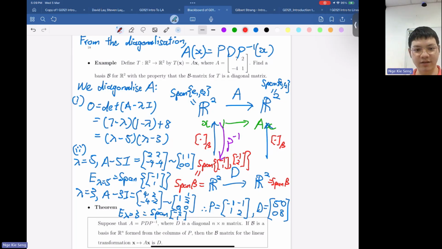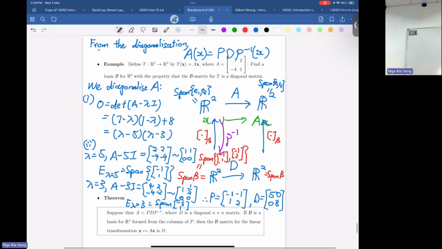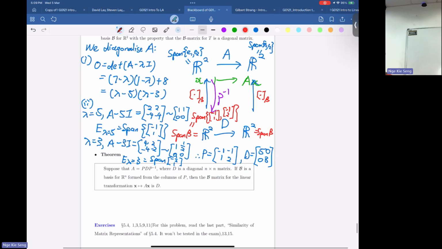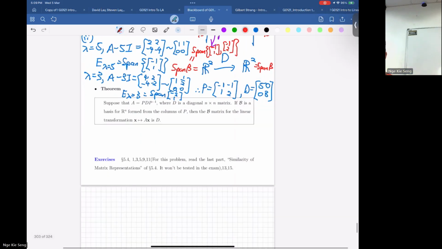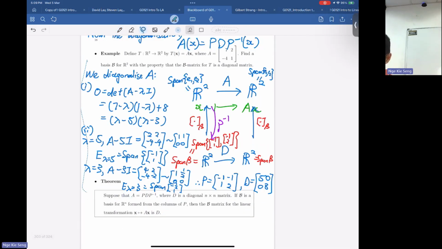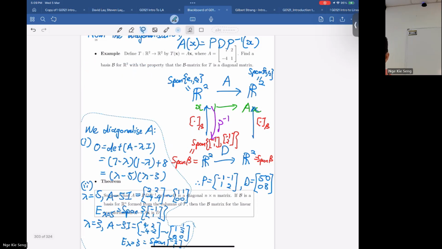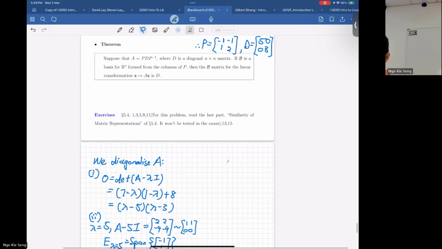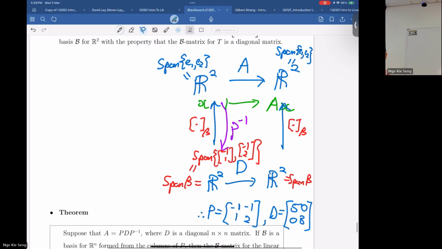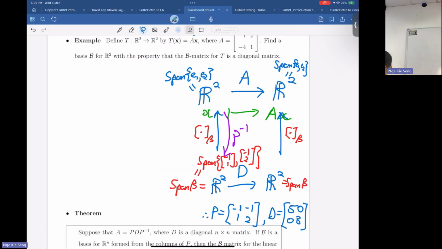Okay, so let's check whether this thing works or not, and then I think it will explain why I draw this kind of rubbish thing here. So let me clear everything away. Then we try to check what we are doing here. Right. So what are we gonna do here?